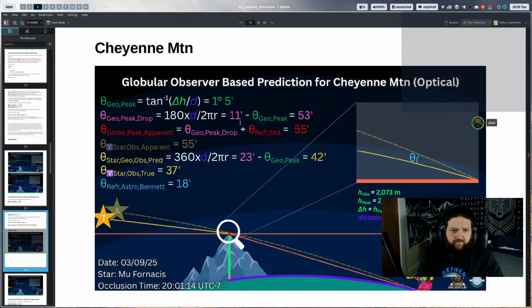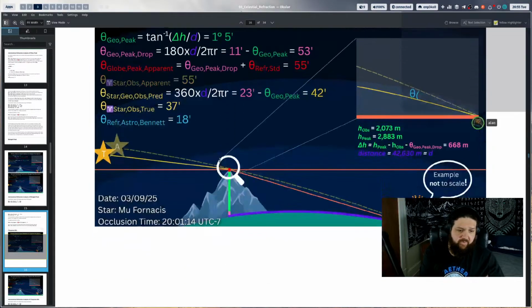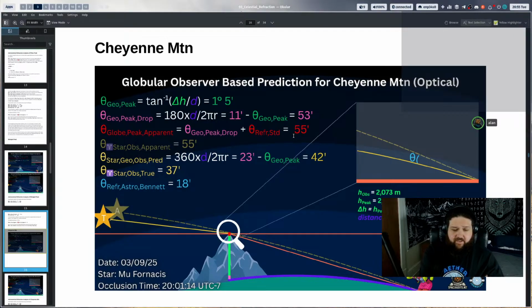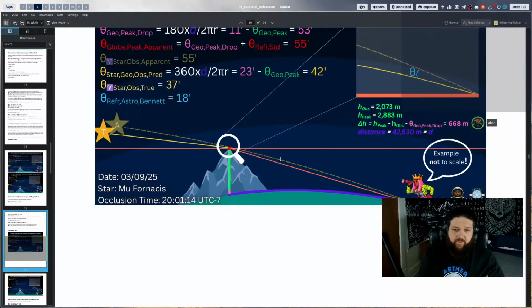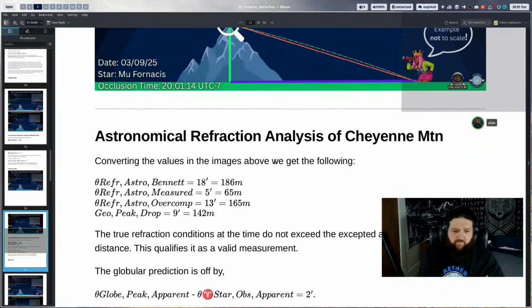Cheyenne Mountain, the rise over run gives us a degree 0.5, and then we have 11 minutes in drop over distance, giving us 53 arc minutes for the globe. Time of occlusion for the observer was 55 arc minutes. Their standard refraction conditions put it up to 55 arc minutes as well. So pretty close there if you account for the thing that doesn't work for them. But then when you remove that, they're going to be off by, spoiler alert, 2 arc minutes again.